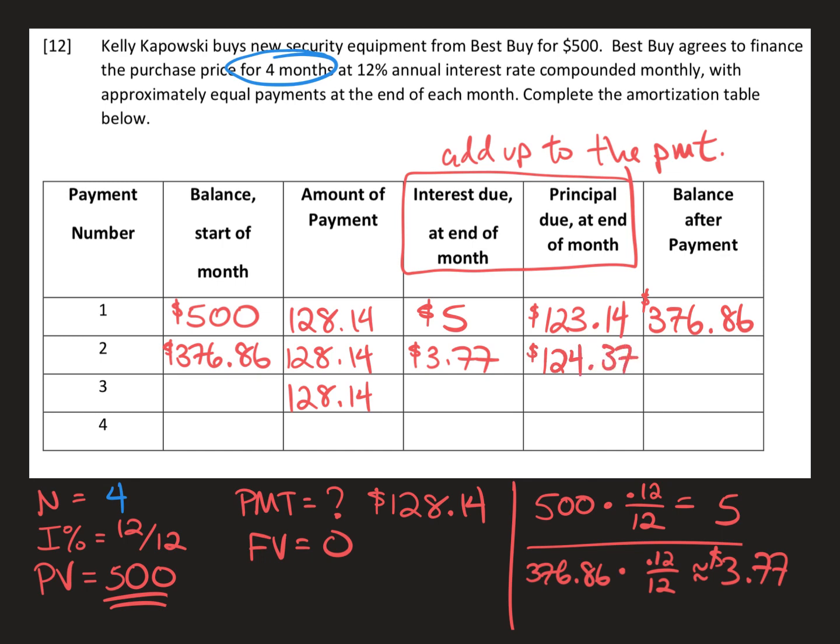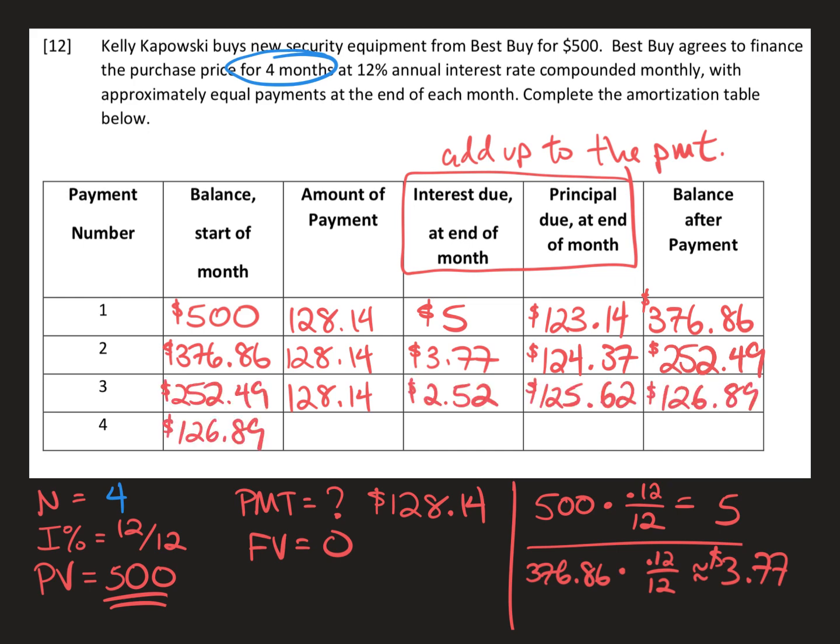$124.37. To find the new balance, we can subtract the amount that is actually being paid off the principal from the principal. So make that subtraction to get $252.49. Rinse and repeat. There's the third payment row here. Rinse and repeat. And here's the information for the fourth payment.